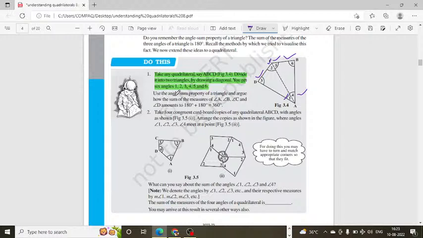Now use the angle sum property of a triangle and argue how the sum of the measures of angle A, angle B, angle C and angle D amounts to 360. So now we have to find out how this becomes 360. I'll teach you today how to find out. So let's move on to the whiteboard.